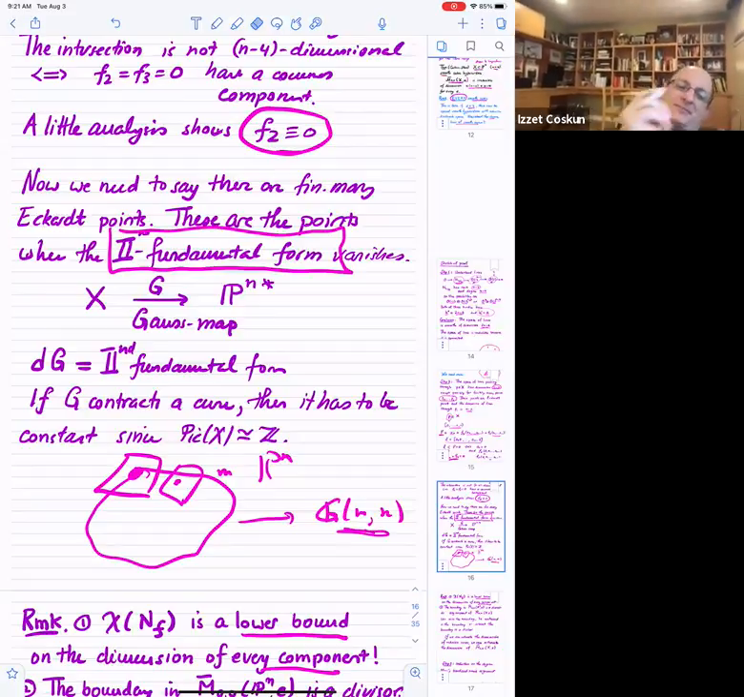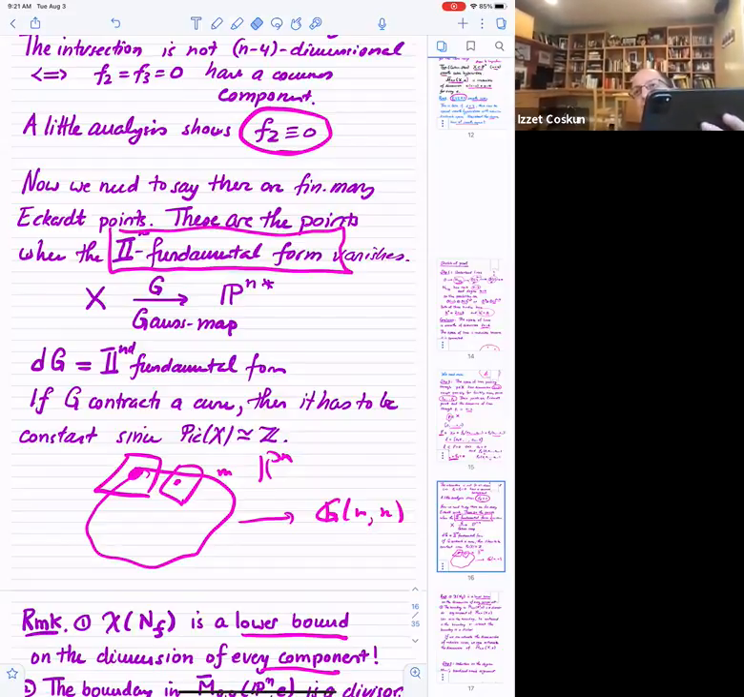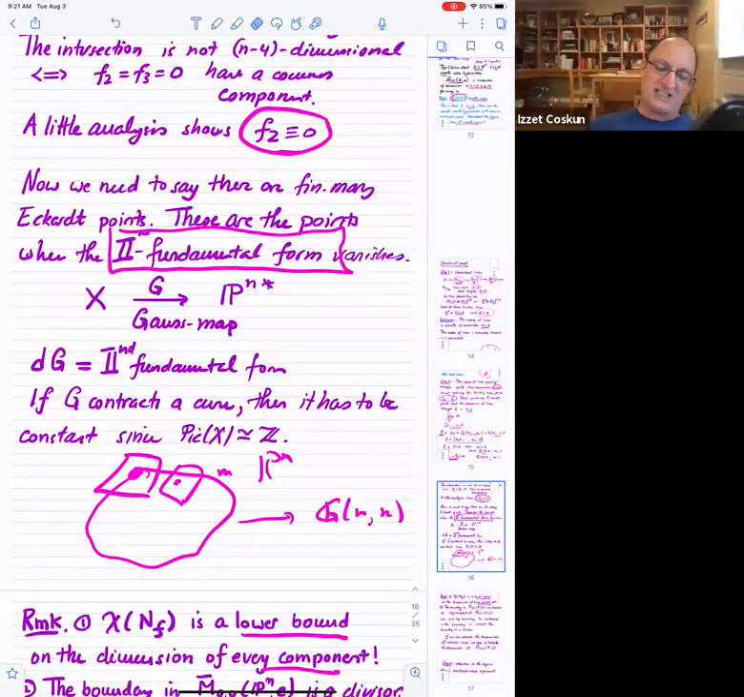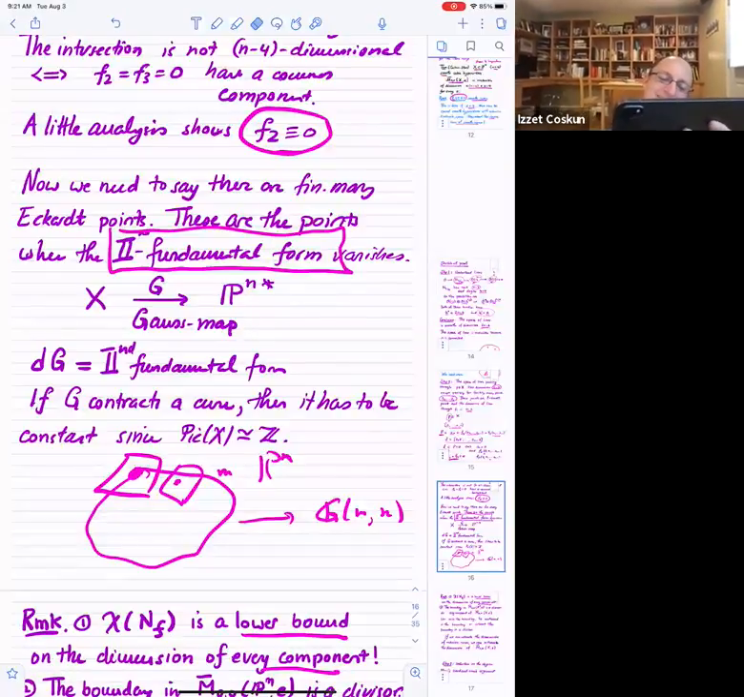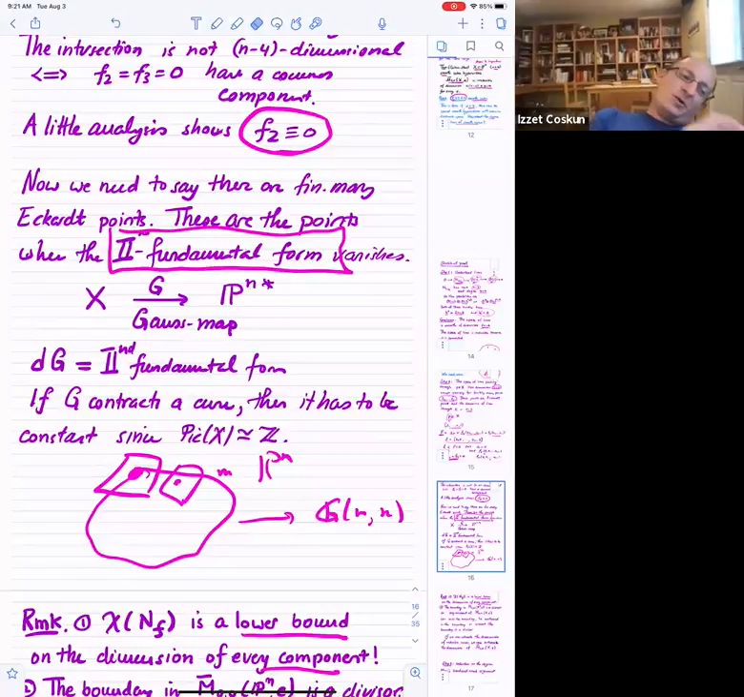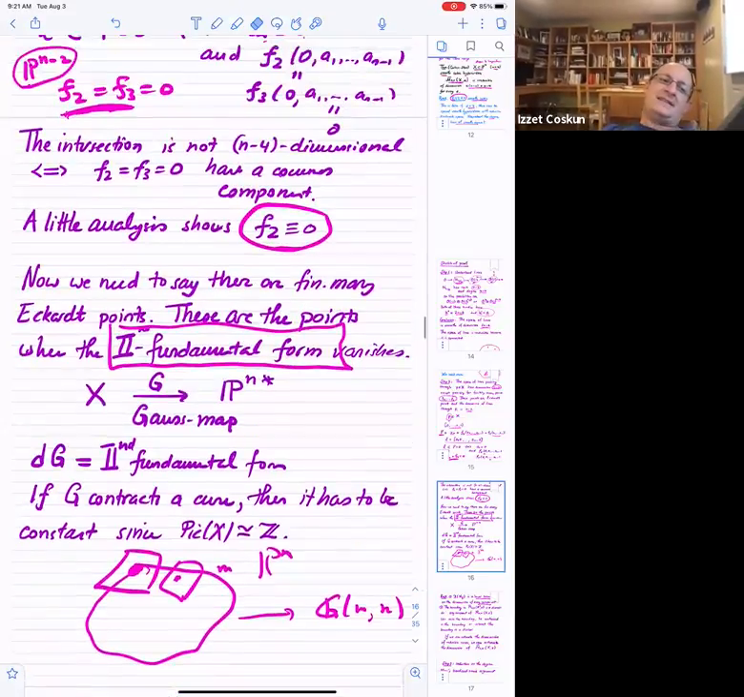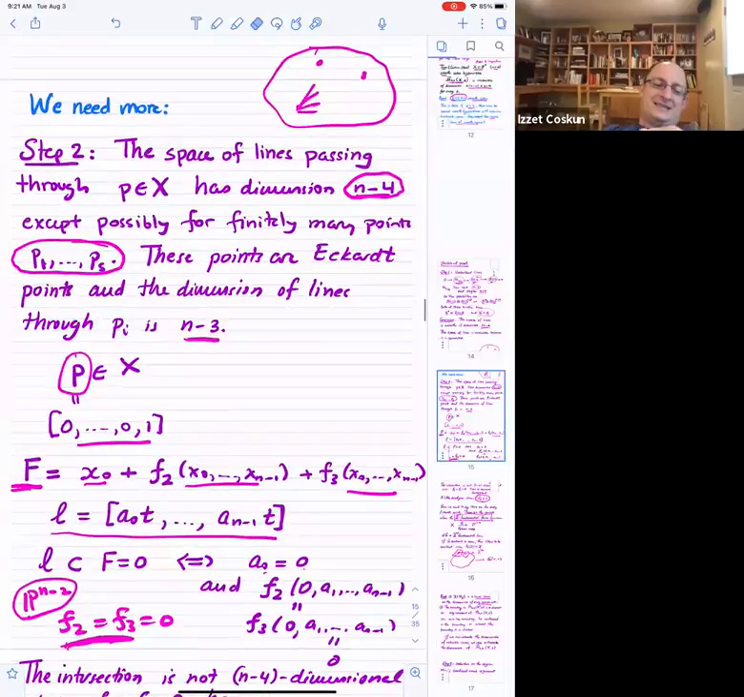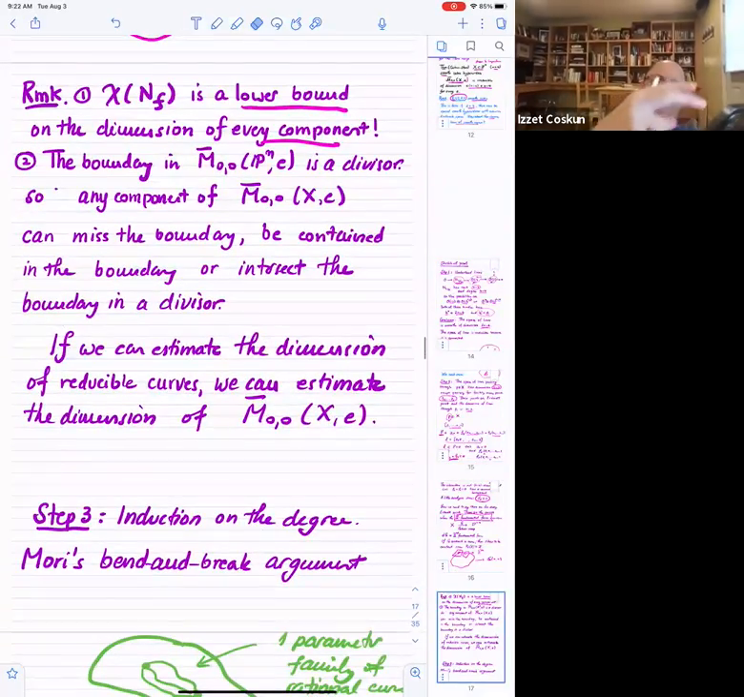But you have a map from X to this Grassmannian. X is Picard rank 1. So if you contract the curve, then it has to be identically constant. But that's nonsense, right? The tangent spaces to a smooth hypersurface cannot be constant. So anyway, you see that there can be only finitely many points where the second fundamental form can vanish. And that says that the space of lines can be n-3 dimensional only in finitely many lines, okay? Then we have these remarks that I made.